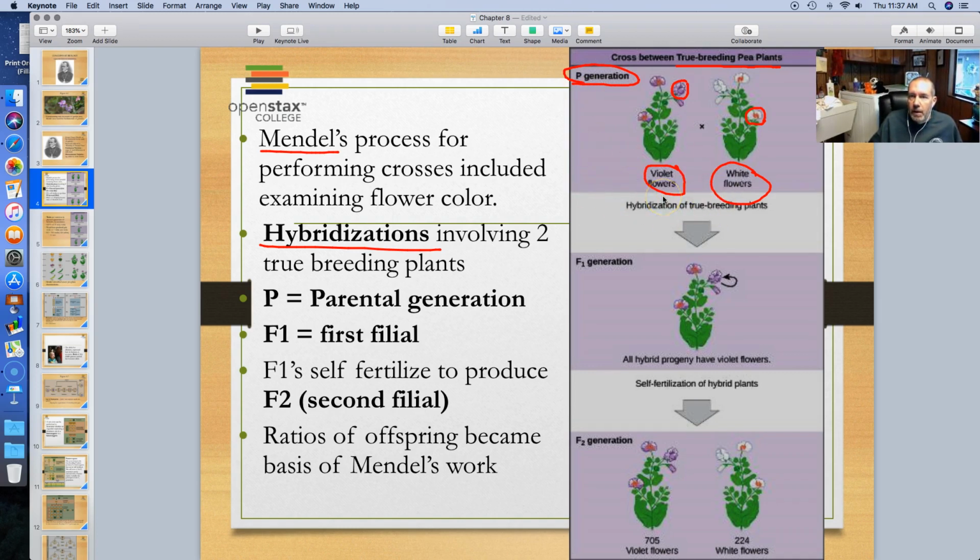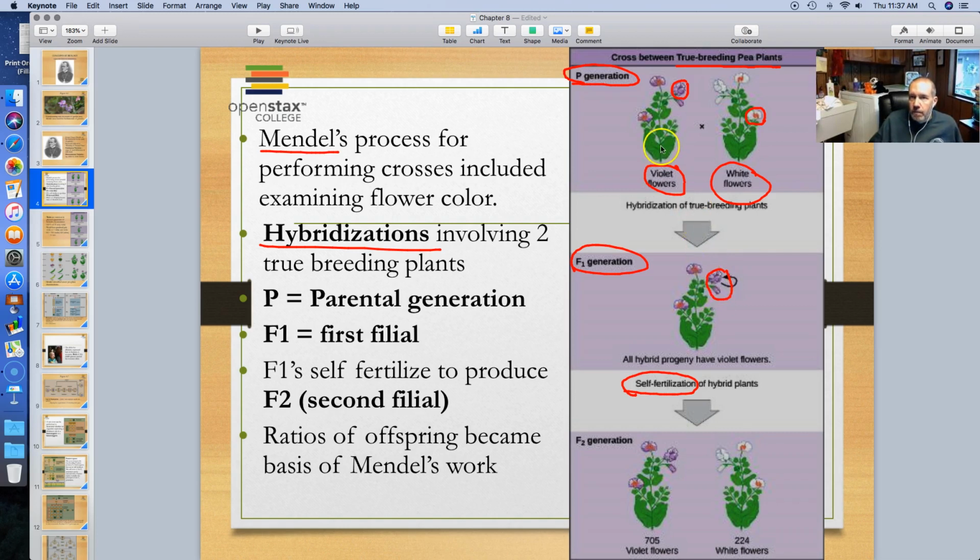Once those individuals were bred to each other, so again, the violet producing plant to the white flower producing plant, you would then look at the F1 generation, the first filial, but again, basically just the first generation of offspring from those two parents. Then the offspring of that first generation would be self-fertilized. So again, you have all of these offspring, and in this case, notice they have the purple colored flowers.